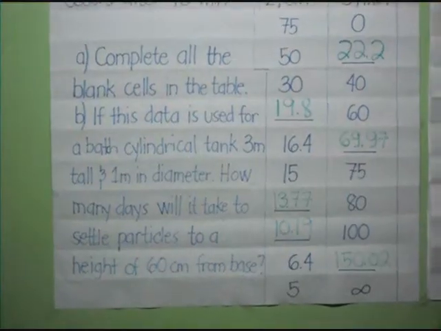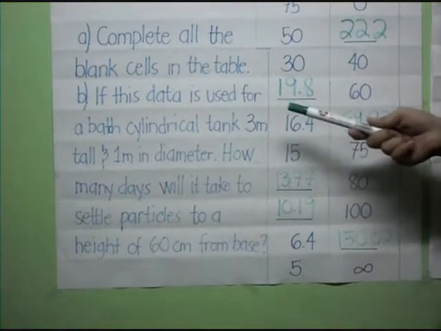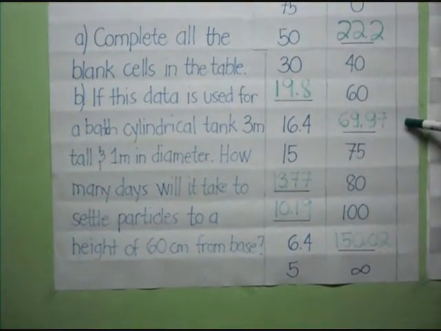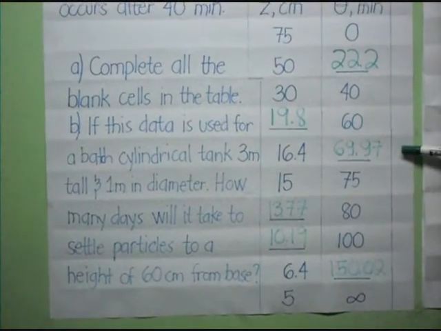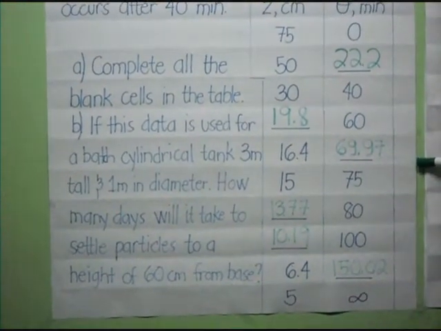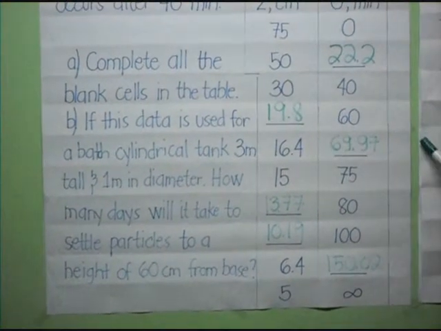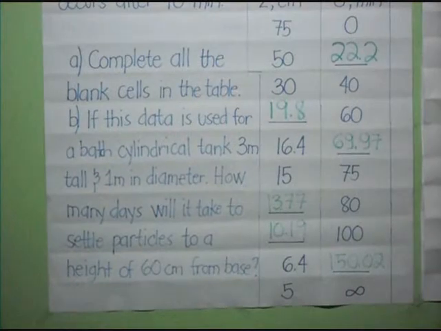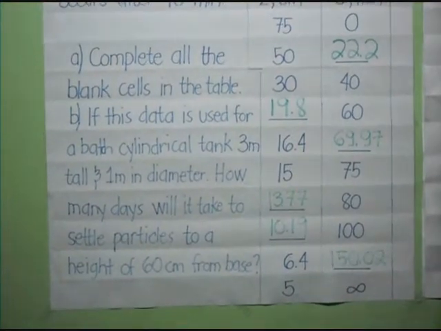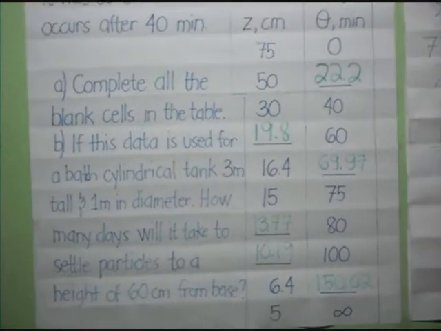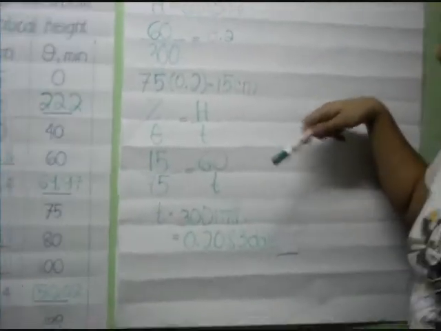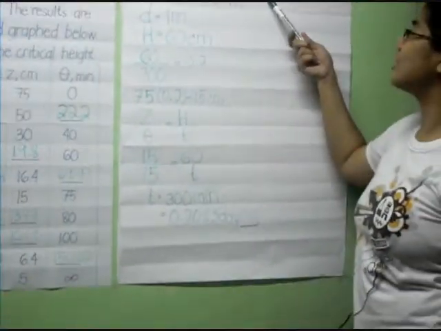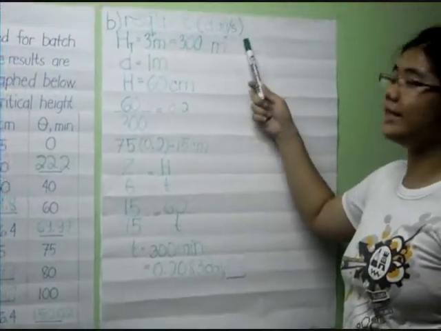So for the second question, if this data is used for a batch cylindrical tank which is 3 meters tall and 1 meter in diameter, how many days will it take to settle particles to a height of 60 centimeters from base? So the required in this problem is time, which is in days.